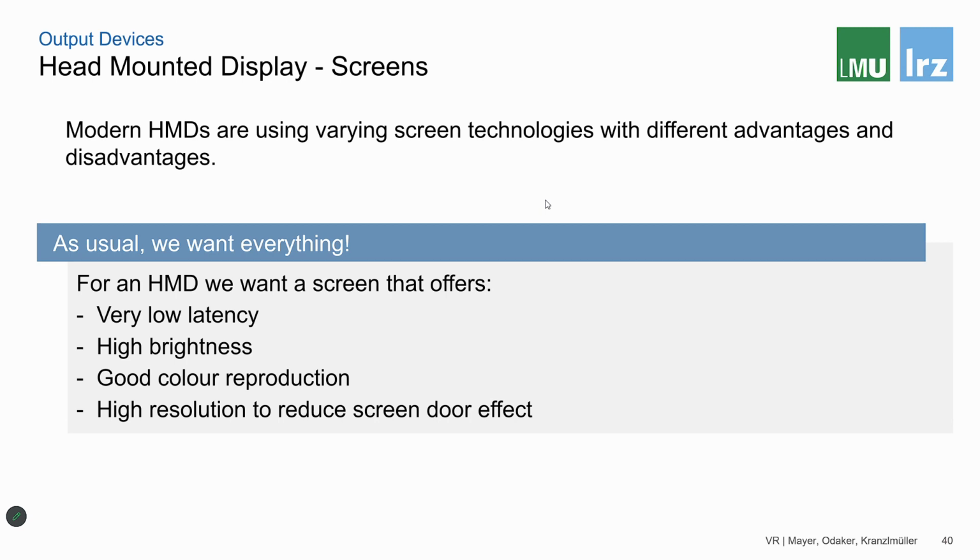And of course, we want resolution, very, very high resolution, especially for VR head-mounted displays. Resolution is one of the key factors. Why is resolution so important? Well, we have lenses, and lenses plus screens means we might have what is called the screen door effect. What is the screen door effect?